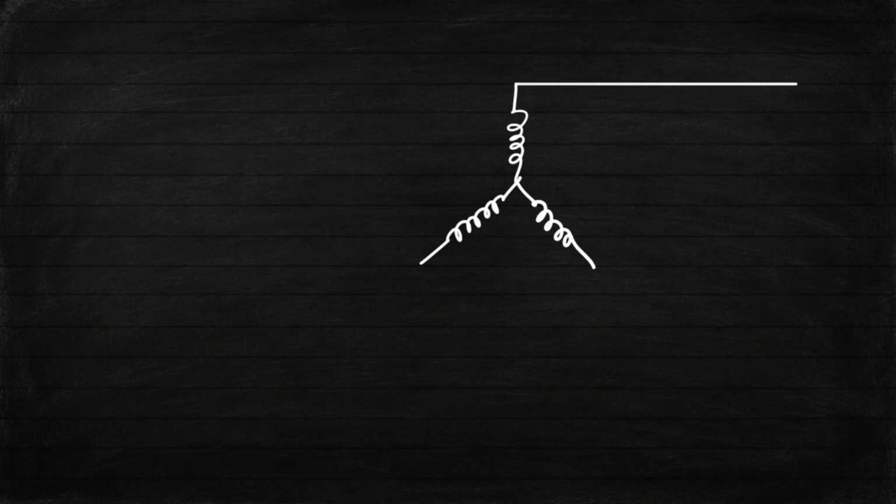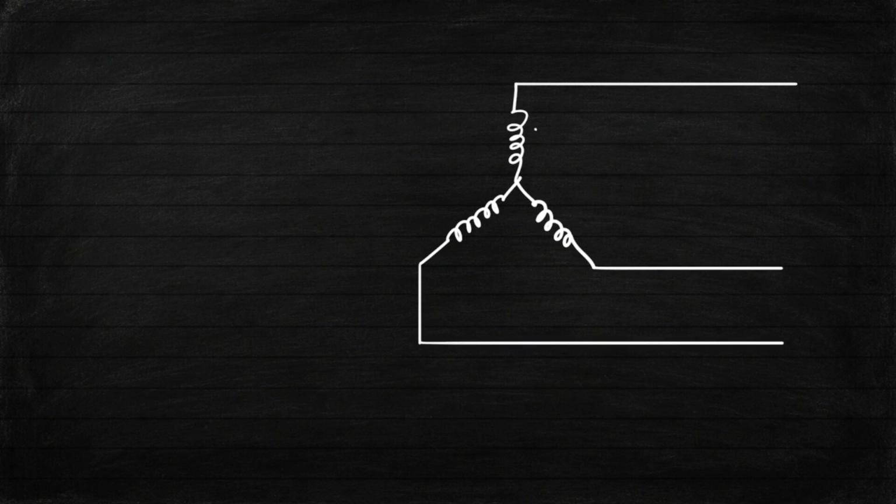Suppose this is one winding of the transformer. This is another winding, and this is the third winding. So this is a three-phase transformer. These are the terminal connections of the three-phase transformer. Say this is the R phase, this is the Y phase, and this is the B phase winding. Now say this is the ground.